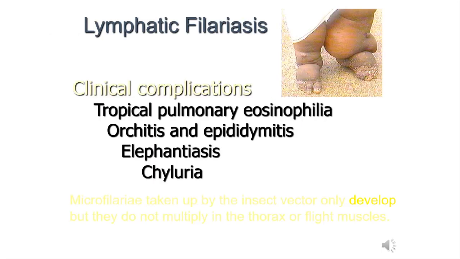So the clinical complications of lymphatic filariasis is like tropical pulmonary eosinophilia, which means that infected patients may have pulmonary symptoms, usually at night, associated with eosinophilia, night after night. This is known in endemic areas only. Orchitis and epididymitis, this occurs in males where the lymphatic channels in the pelvic area would be involved and obstructed. Elephantiasis, we spoke about it, and chyluria is for breakage of a lymphatic channel into the urine, and the urine becomes turbid like milk.